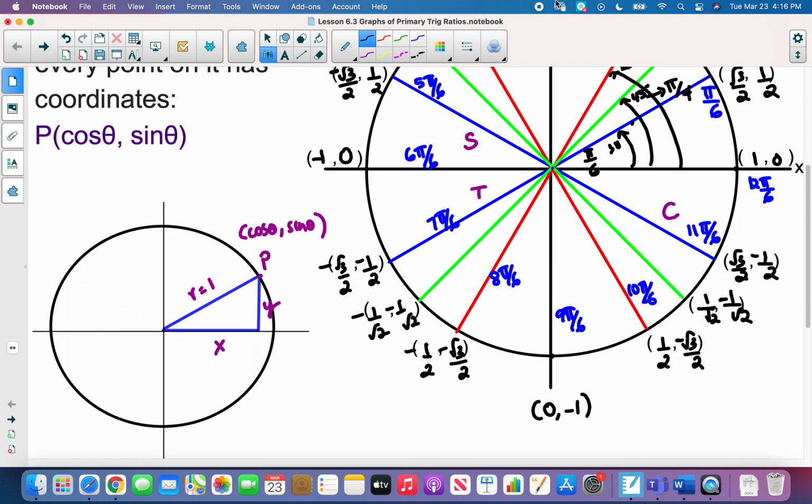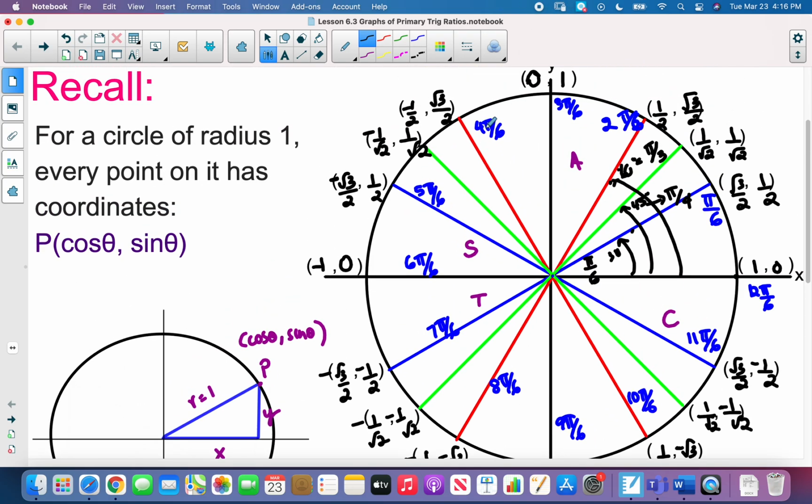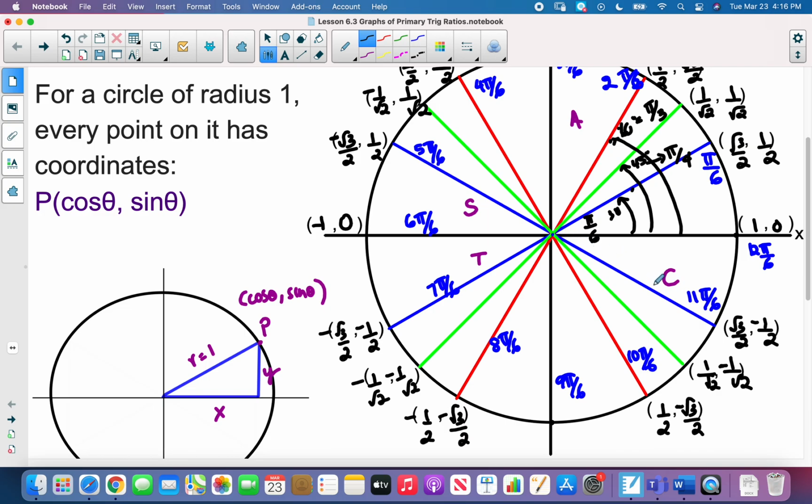So if we had to find, say, sine of 11 pi over 6. So 11 pi over 6 is this angle here. It starts from the initial arm, goes all the way to here. Sine of 11 pi over 6 is negative 1 half, which is right here. Cos of 11 pi over 6 is root 3 over 2. If we wanted to find sine of 5 pi over 6, that'll be 1 half. Cos of 5 pi over 6 will be negative root 3 over 2.